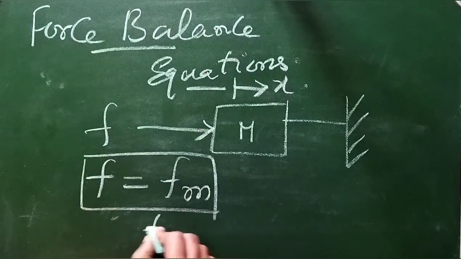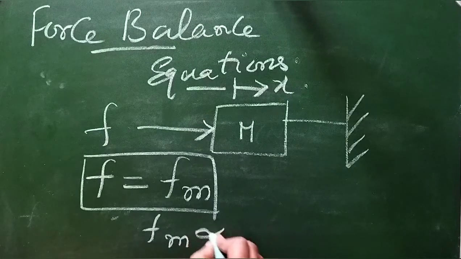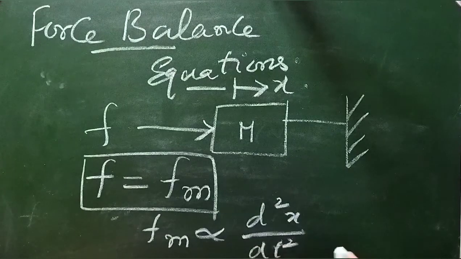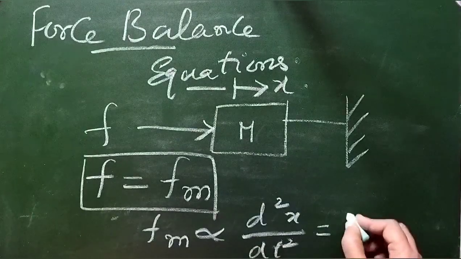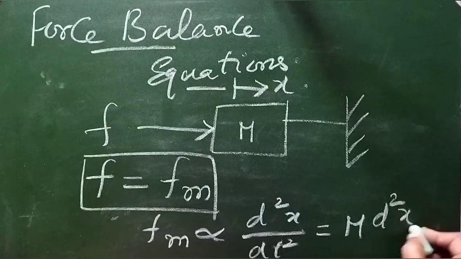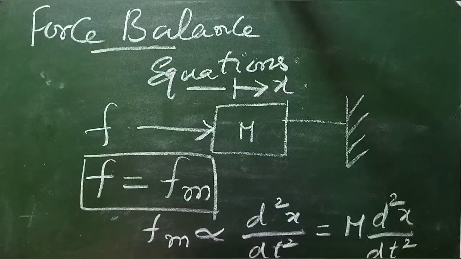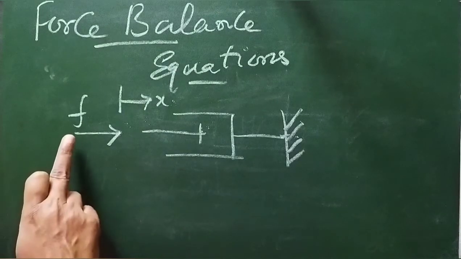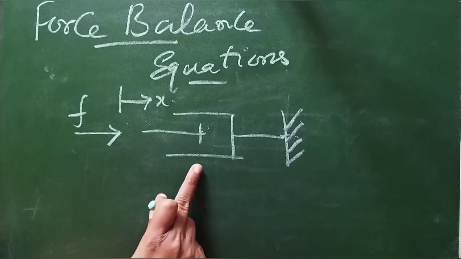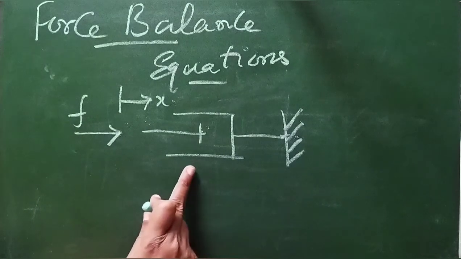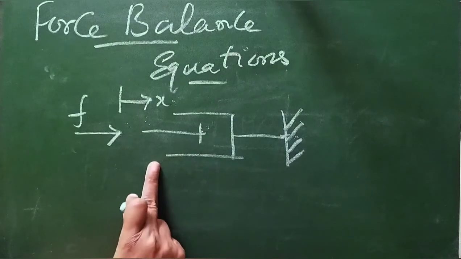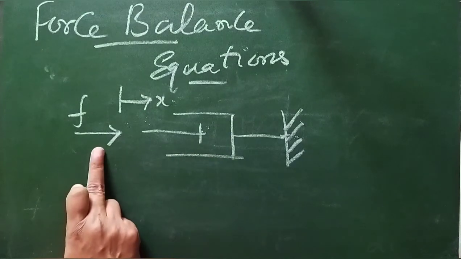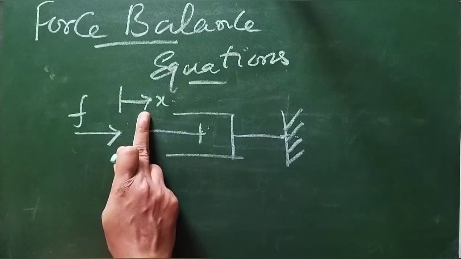Now this Fm is proportional to d square x by dt square, nothing but equal to m d square x by dt square according to Newton's second law. Now for the second case, where we have only the dashpot, where the other two characterizing elements, mass and elasticity, are absent, you have applied force F and the displacement x.